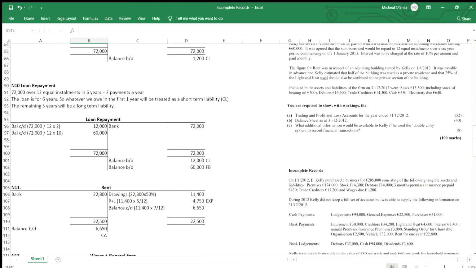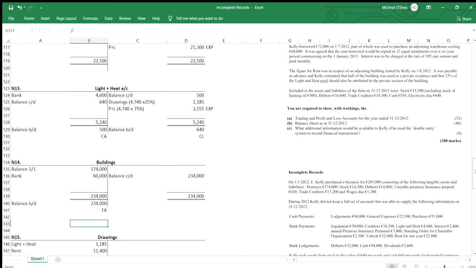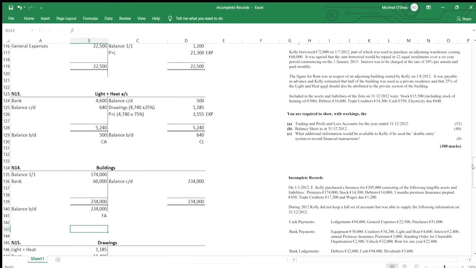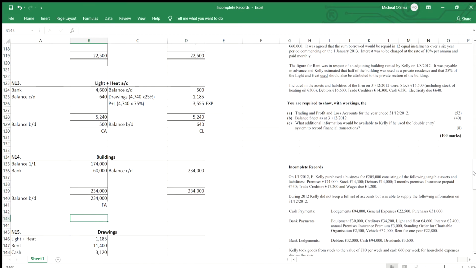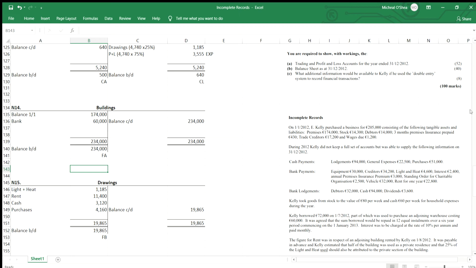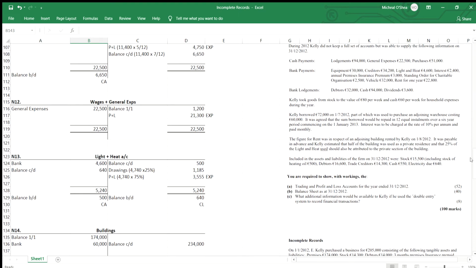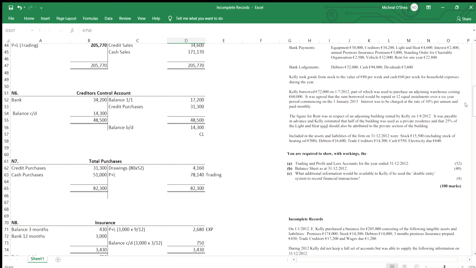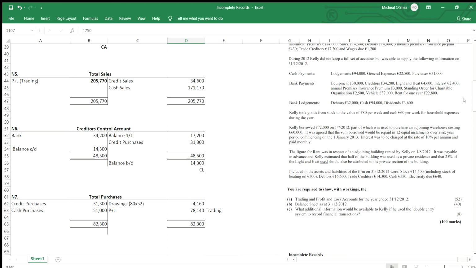Okay, the notes, I have only one left, I think. Yeah, my last note is drawings. I'm trying to think, have I done, yeah, I've done everything else. So my last note is drawings. All I've done here is just taken all of the figures that I've called drawings in my credit side. This is one here, my 11,000 or 1,185. The second one is rent up here, and the other two I can take from my cash and my purchases.